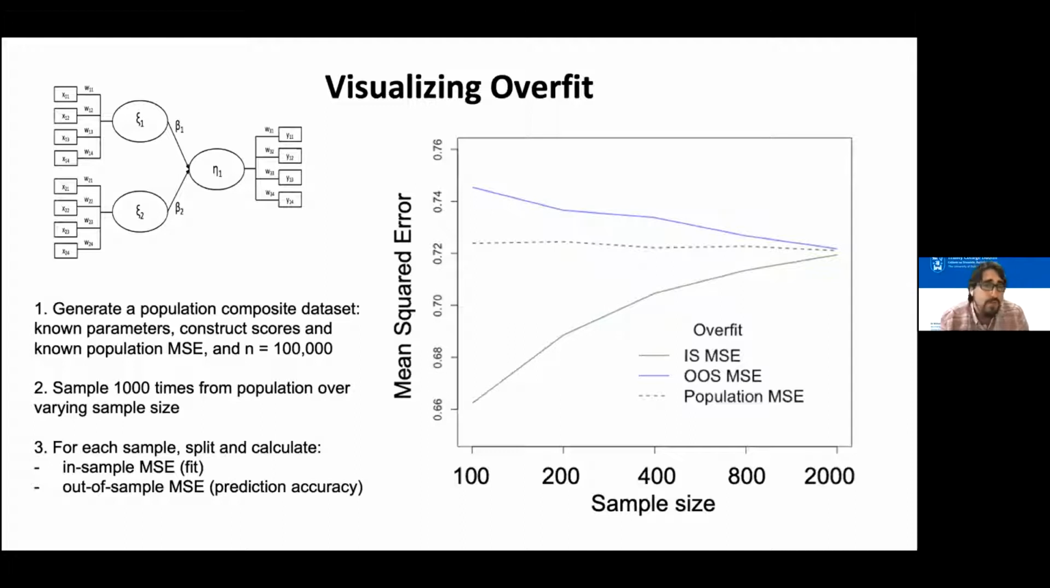Now we can generate an in-sample mean squared error, and this would approximate a fit metric or an explanatory power metric. We can also estimate an out-of-sample MSE, which would be a prediction accuracy or a predictive power metric. And so what I've done is I've taken 1,000 samples from this population. So I've randomly resampled each time from this simulated population data I have. And I've generated an in-sample fit MSE and an out-of-sample predictive MSE for each of those 1,000 samples.